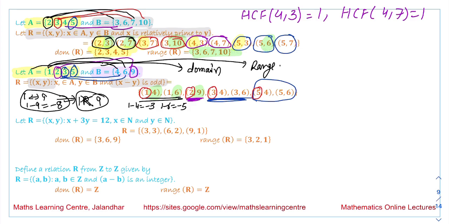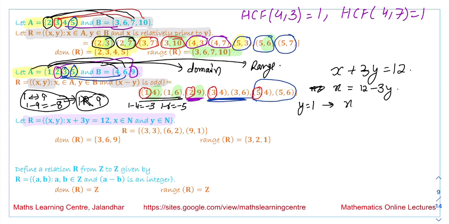Next we have this relation R, which is given to be R equal to {(x, y): x plus 3y is equal to 12}, and x and y are natural numbers. So we want to find the natural numbers such that x plus 3y is equal to 12. We are saying the value of x will be equal to 12 minus 3y.